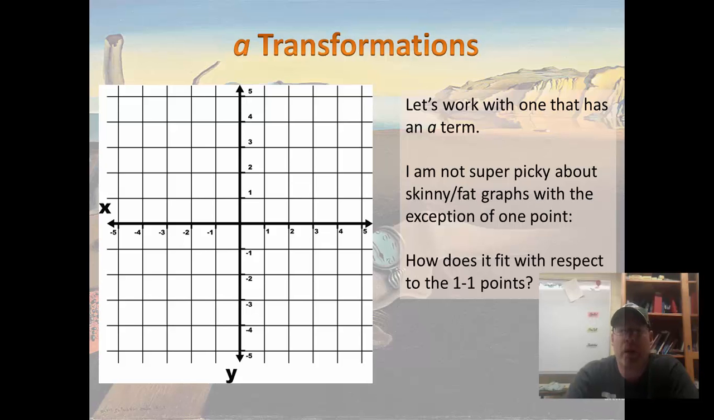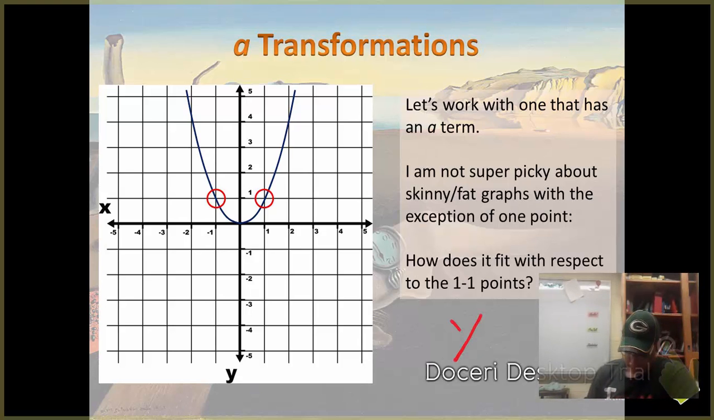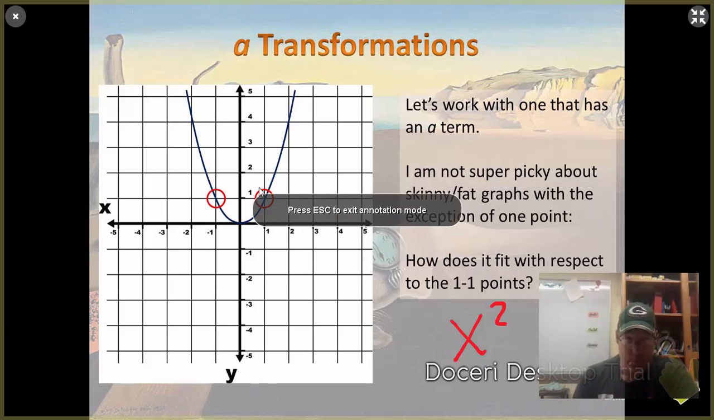Now, I'm not real picky about how skinny or how fat the graph is, with the one exception, and that is where does it fit with respect to the 1, 1 points. We talked a little bit about the 1, 1 points last section, but let me remind you here. This is our x squared graph. And if you notice, the graph goes through the 1, 1 point right here and right here.